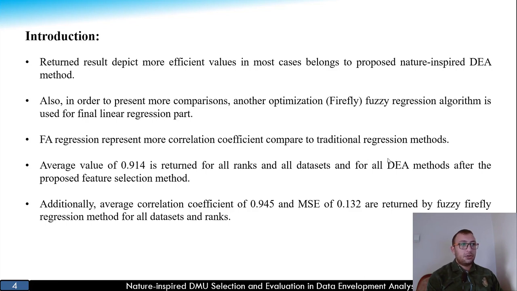Additionally, an average correlation coefficient of 0.945 and MSE of 0.132 are returned by the fuzzy Firefly regression method for all datasets and ranks.